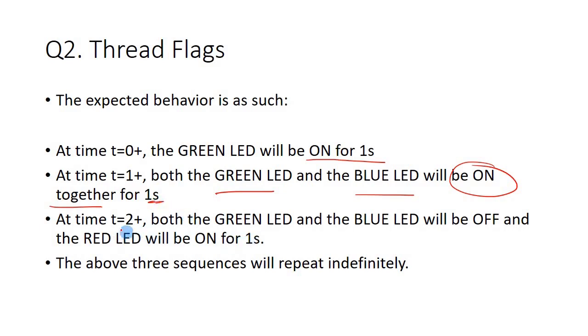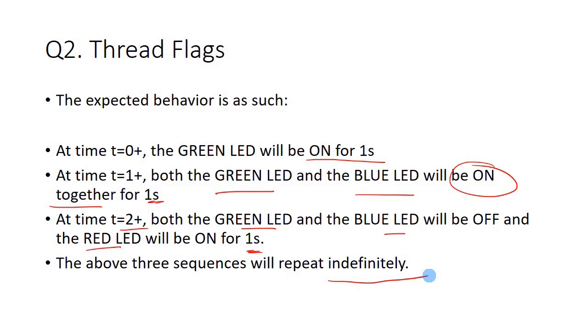At time t equals 2 plus, both the green LED and the blue LED will go off, and only the red LED will be on for another 1 second. And this process will keep on repeating itself indefinitely. So this is the expected behavior of the code that you're supposed to write. So how do you go about doing this?